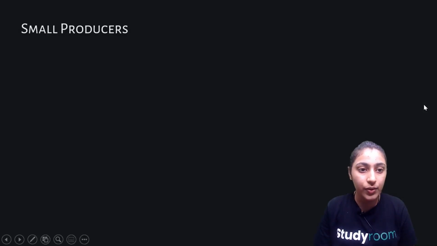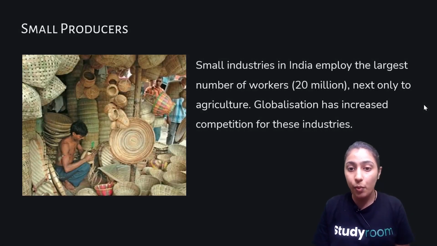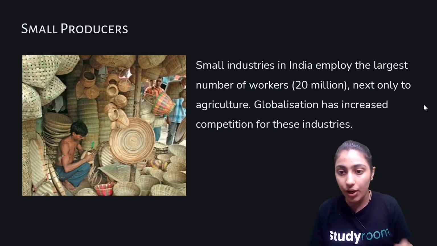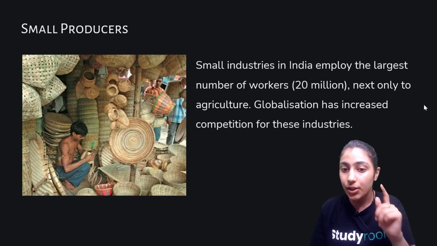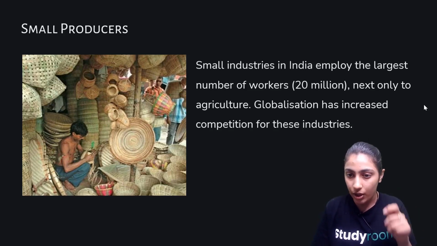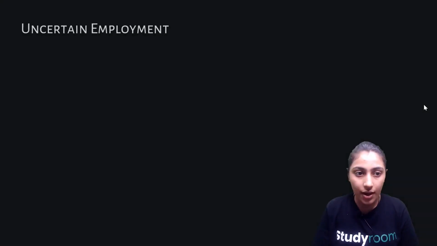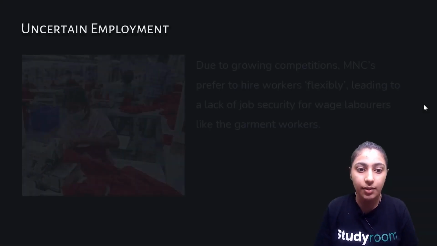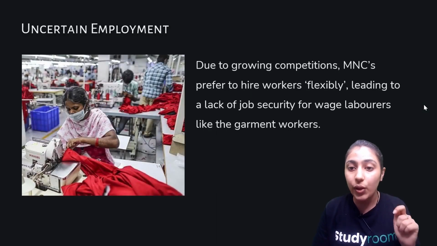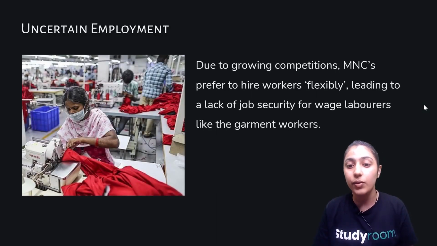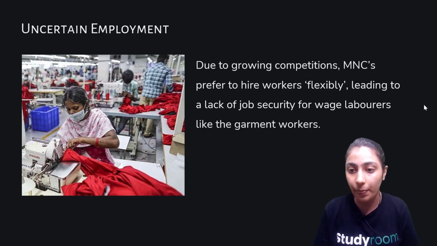Moving forward, small producers. Small industries in India employ the largest number of workers, 20 million, next only to agriculture. Globalization has increased competition for these industries. Moving forward, uncertain employment. Due to growing competition, MNCs prefer to hire workers flexibly, leading to lack of job security for wage laborers like garment workers.